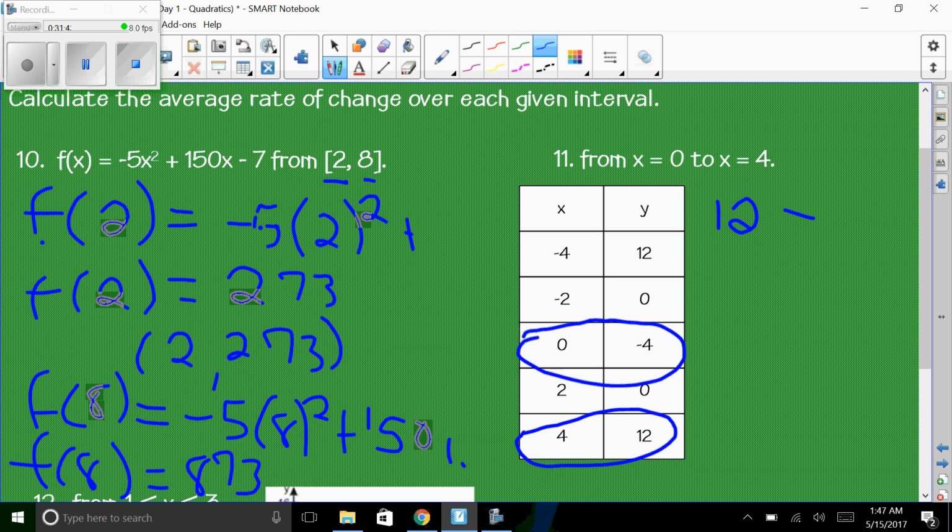12 minus negative 4. Be careful with your signs for double negatives. 4 minus 0. That's going to be 16 on the top over 4, which equals 4. So the average rate of change is 4 between those 2 points.